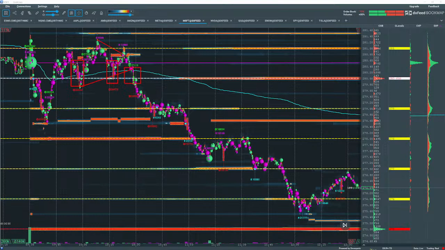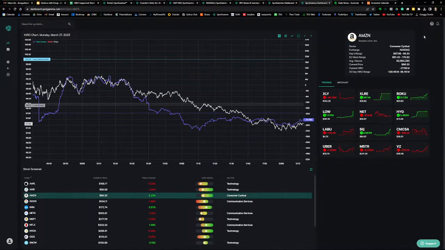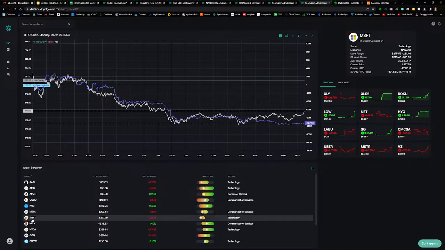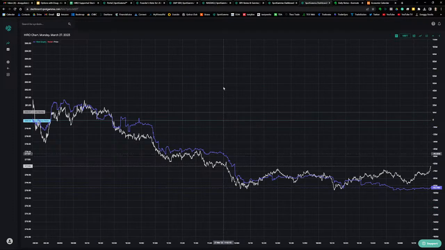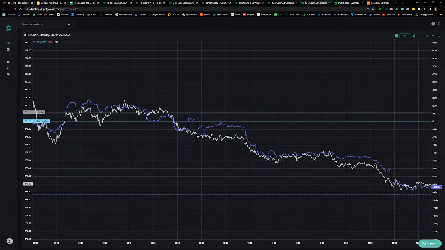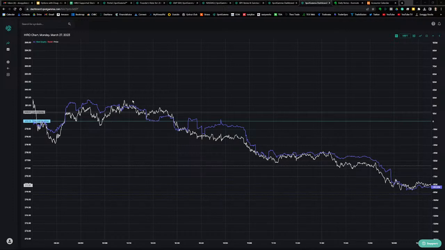Let's go take a look at HIRO and see what options traders were doing in Microsoft. Again, it took a while to play out, but HIRO definitely shifted negative around 10:15, something like that, and then price responded lower. And that was also definitely confirmed with order flow as shown on Bookmap.